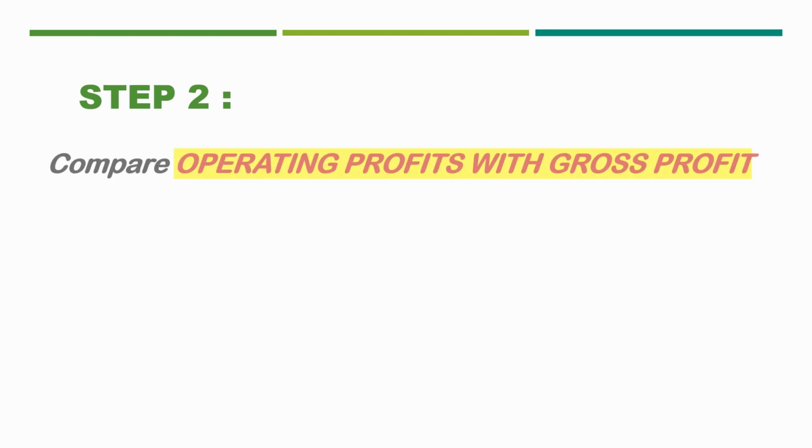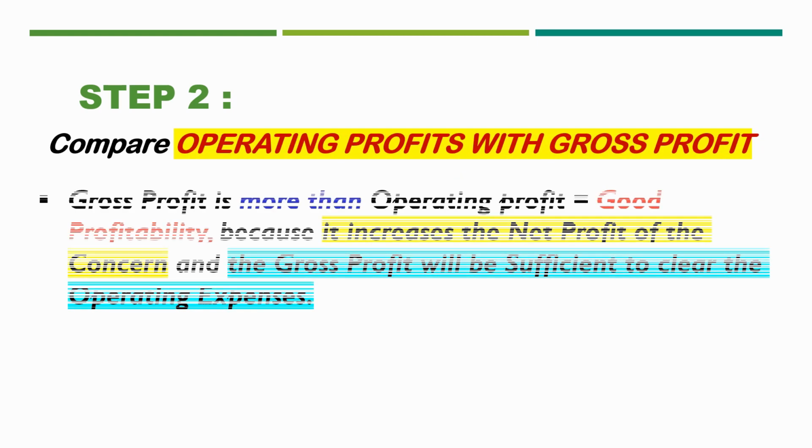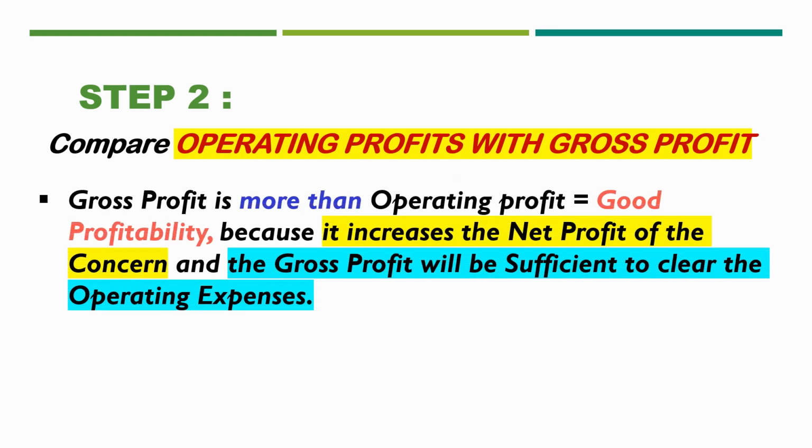Hence, the second step is to compare the operating profit with the gross profit. So what does it mean? If the gross profit is more than the operating profit, that indicates a good profitability position of the company, because it increases the net profit of the concern. And also if the gross profit is more, it will be helpful in managing all the operating expenses, or it will be sufficient to clear the operating expenses.